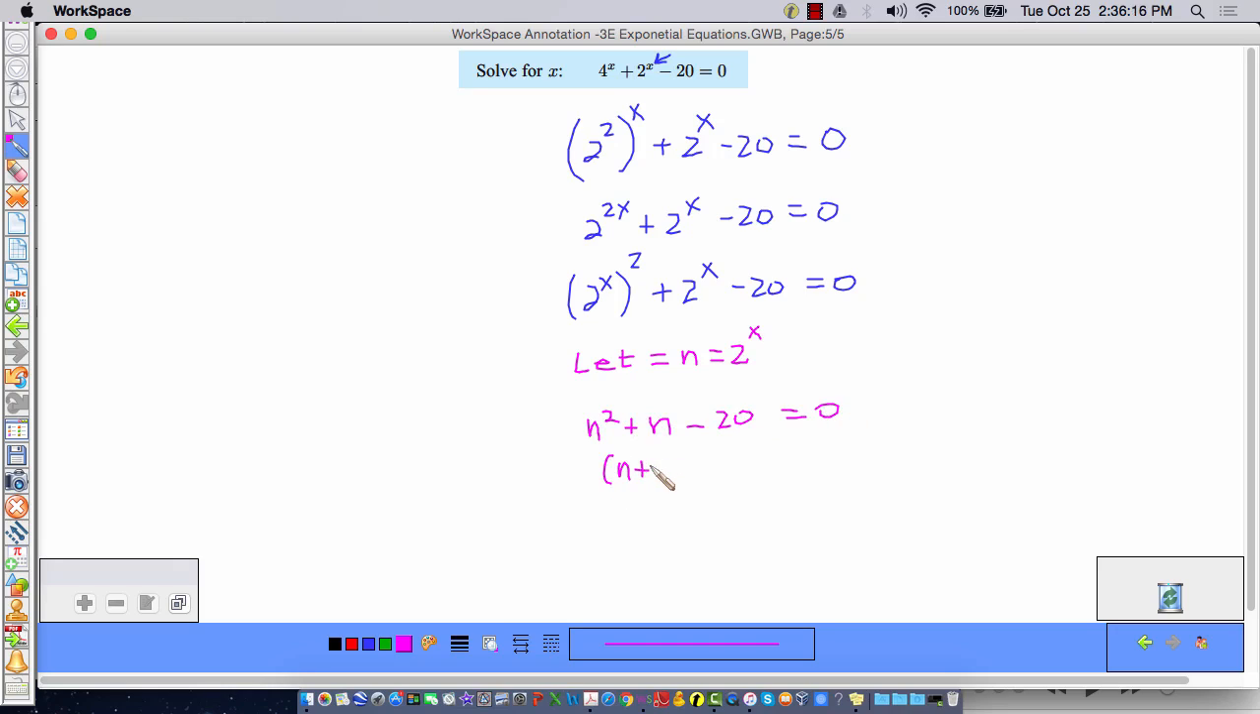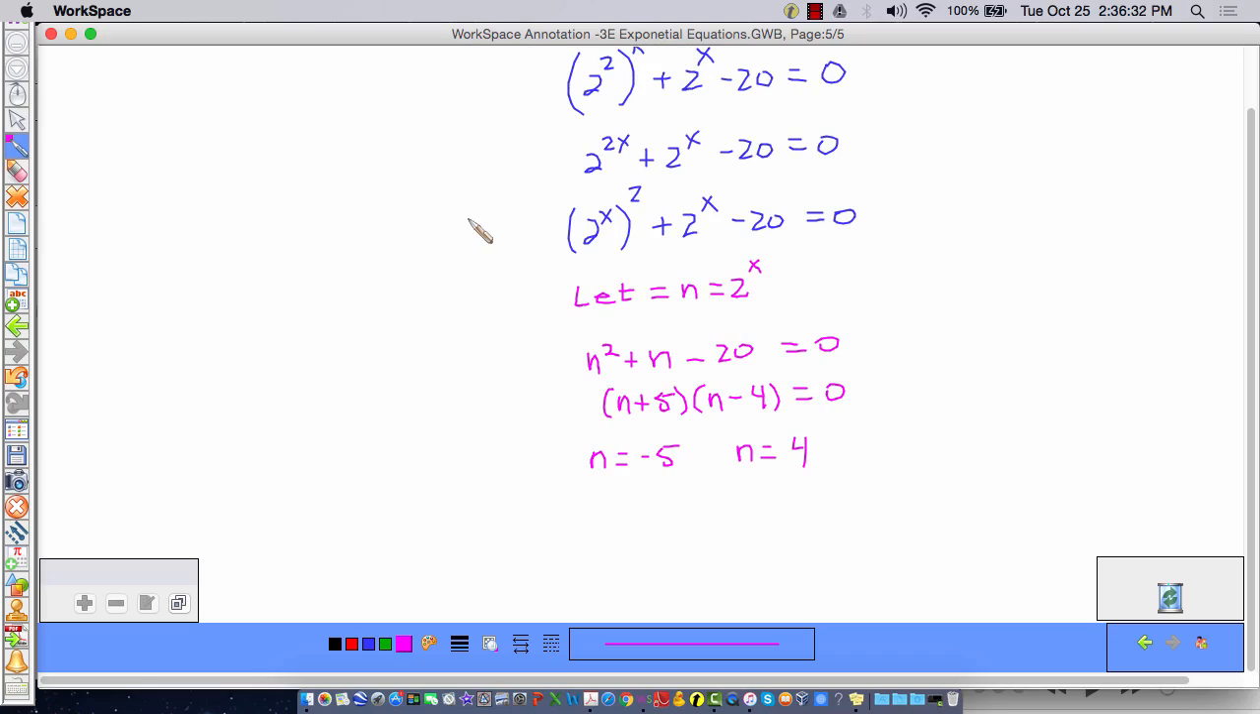And that factors into n plus 5 times n minus 4 equals 0. And using ZPP, that means n could be equal to negative 5 or n could be equal to 4. And then substituting back in, n is equal to 2 to the x power. So I would have 2 to the x is equal to negative 5, or 2 to the x is equal to 4. And I can throw this one out because there is nothing I can raise a positive number to and get a negative number. So there is no solution here.